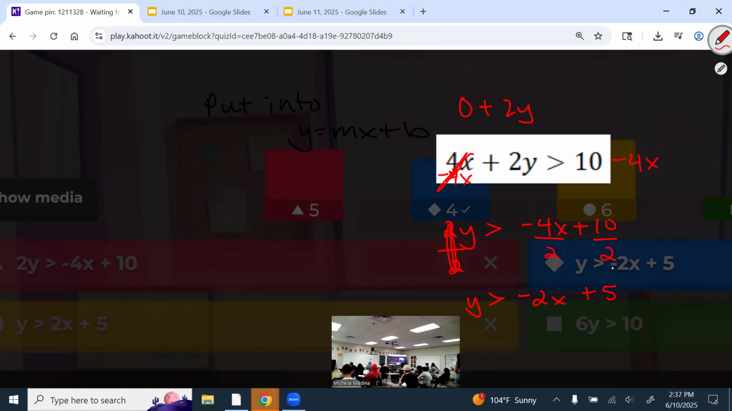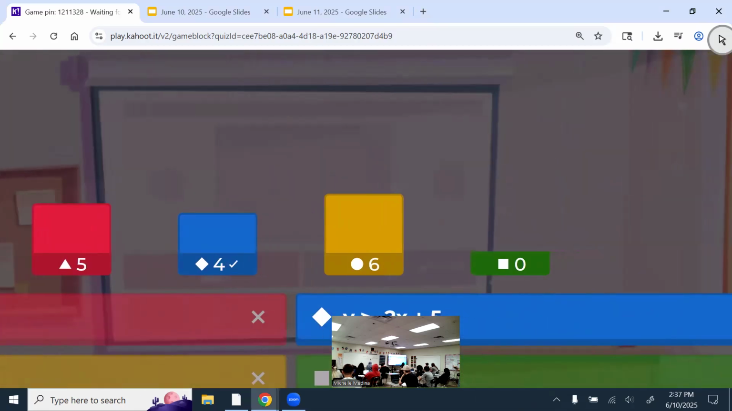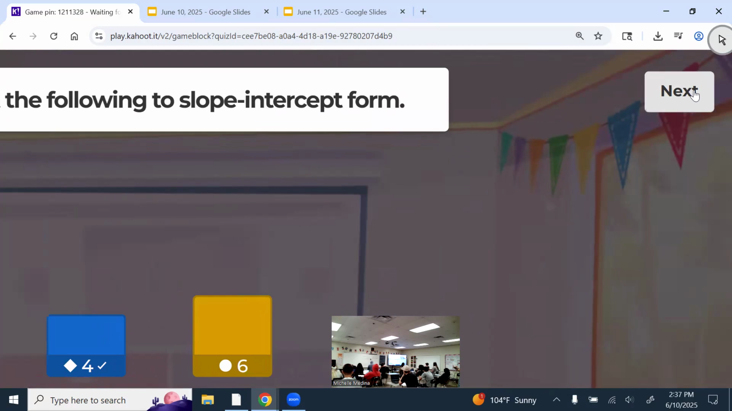Good. Questions, comments? And that's if we are graphing it by hand, to be in slope-intercept form, or just to see certain parts about it.